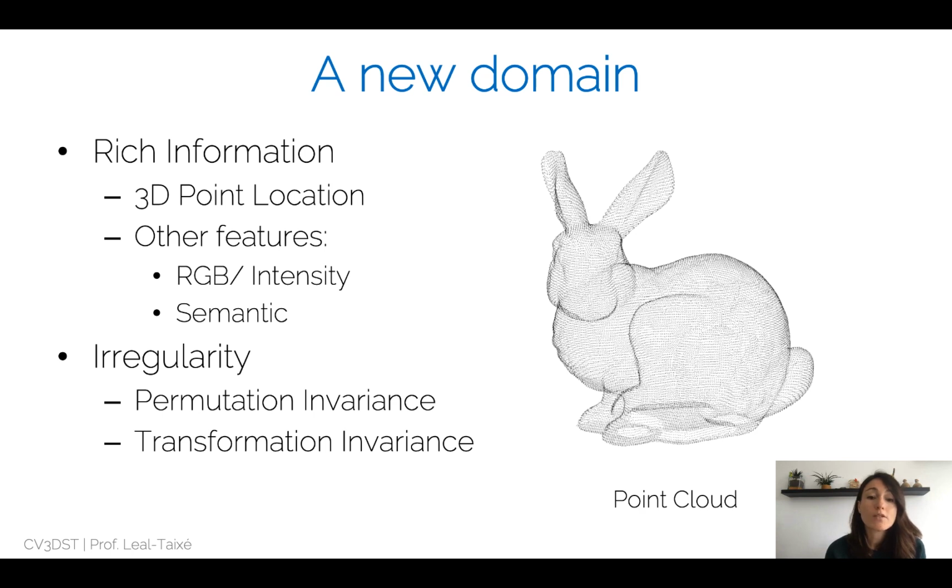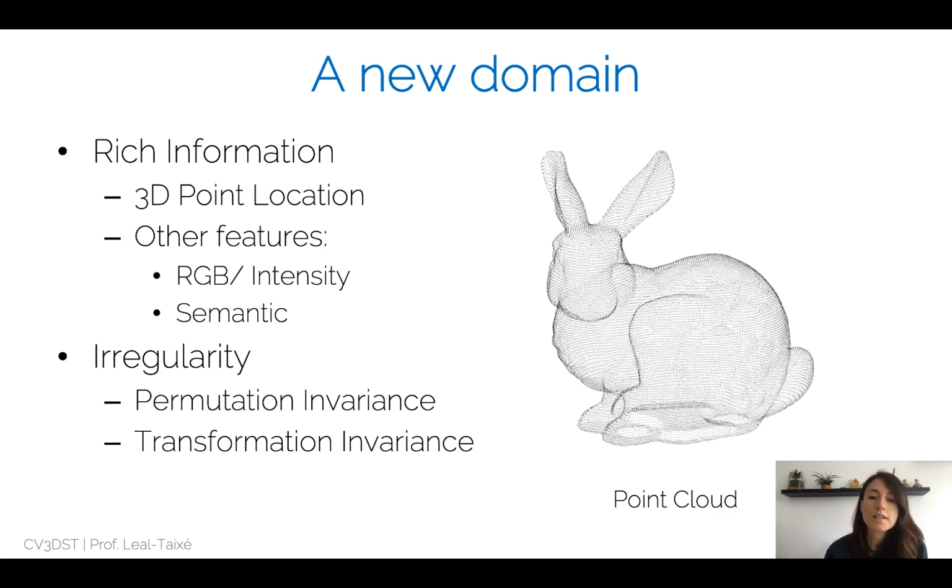point clouds are irregular. So first of all, if we now take this rabbit with this point cloud representation, and for example, we rotate it, so we make a transformation to the point cloud, the rabbit will still stay the same. It will still be a rabbit. But now we will see the points in a completely different location.